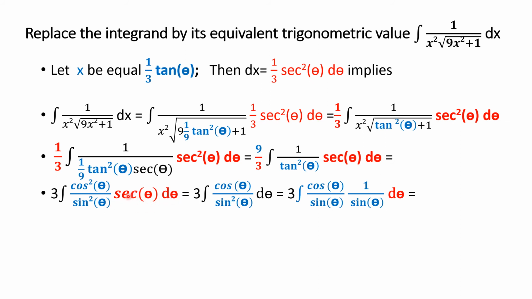We know that sec is the inverse of cosine, so this sec theta in red is going to take care of one of the two multiplied cosine theta. Cosine theta multiplied by cosine theta, so we're going to get rid of one cosine theta. We'll be left with cosine theta only, and sec theta will disappear with the other cosine. So we will have just cosine theta divided by sine square of theta d theta.